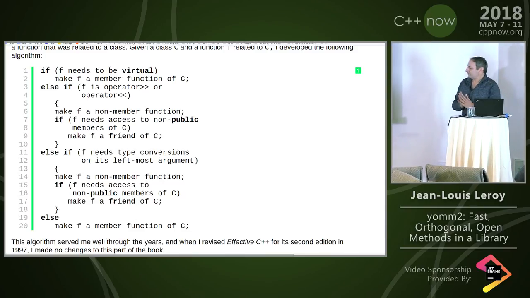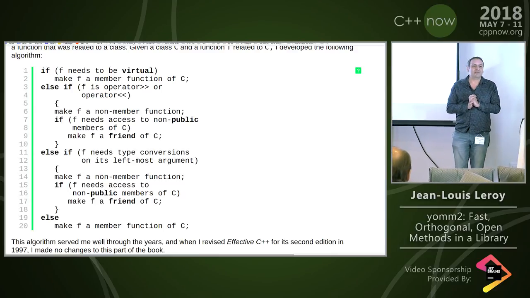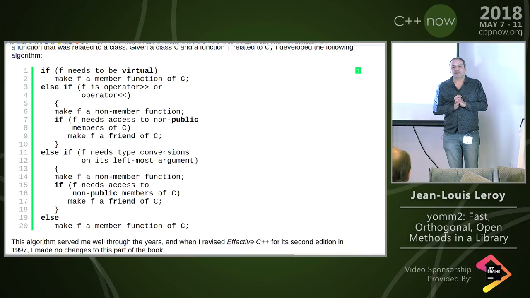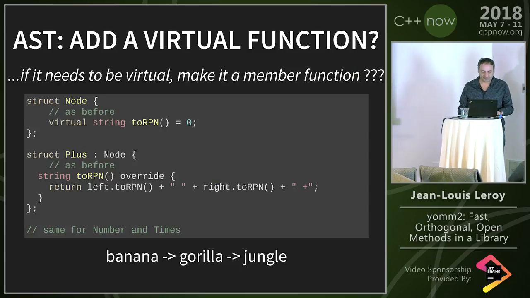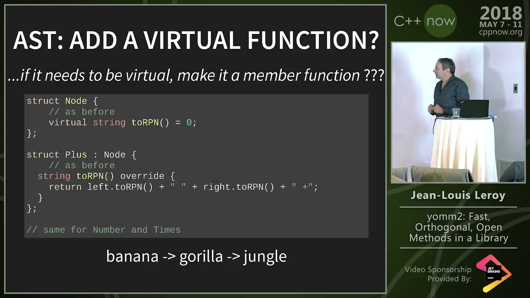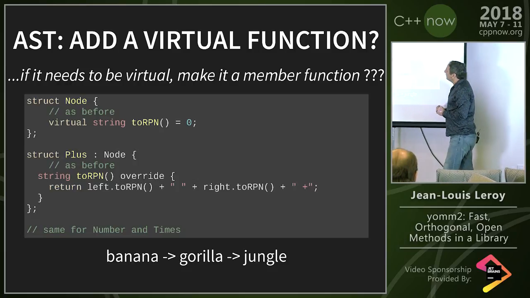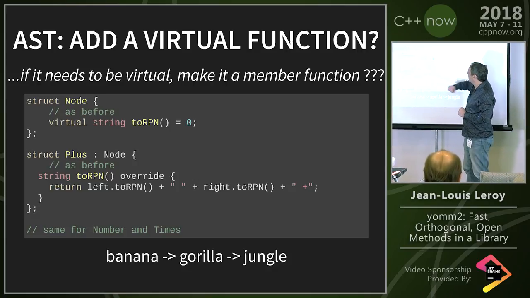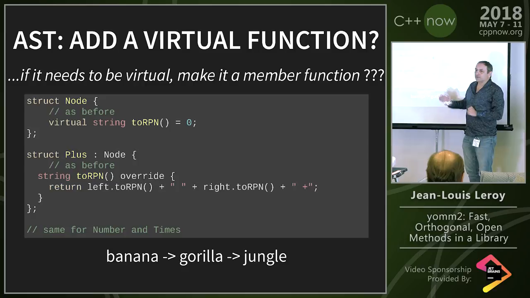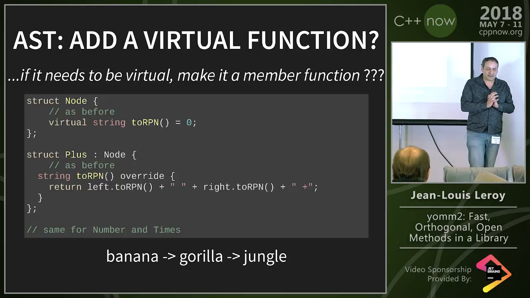In that case, the reason why we are creating a member function is because it needs to be virtual. We need polymorphic behavior on a hierarchy of types. And well, it would work. It's probably the more concise solution. So in the abstract node class, we add a pure virtual function returning a string, called toRPN, and we implement it in the subclasses, right? And it will work, but now we have a problem.